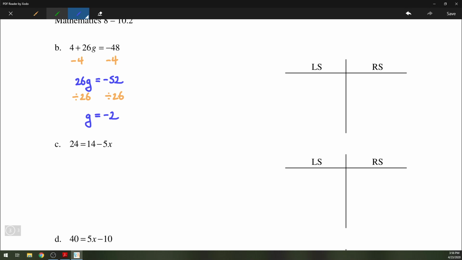Next one. So this one's a little bit tricky because people sometimes forget that this negative sign will still be there after subtracting 14 from both sides. So we're going to go ahead and subtract both sides by 14. Okay, 24 minus 14, of course, is 10. And on the right-hand side, this negative sign is still there. So you'll be left with -5x. And you can divide both sides by -5 afterwards. And so you'll have -2 is equal to x.